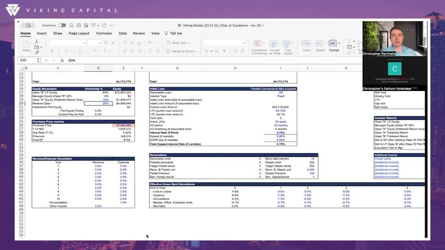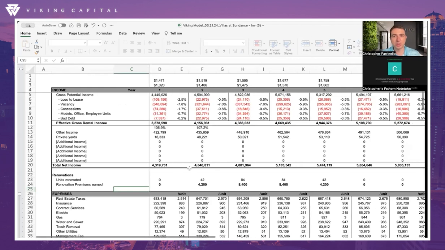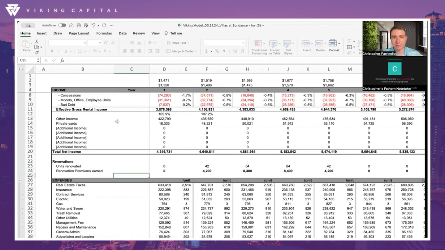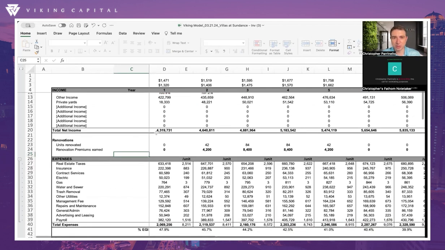Okay, so I'm going to jump back onto the annual cash flow tab and show you what we're thinking as far as the rest of this down into NOI. Essentially, once you get through all of those revenue loss generators, you have some other income that could be additional rents that are charged for rental washers and dryers, private yards, garages, things like that. And that gets you your total net income.